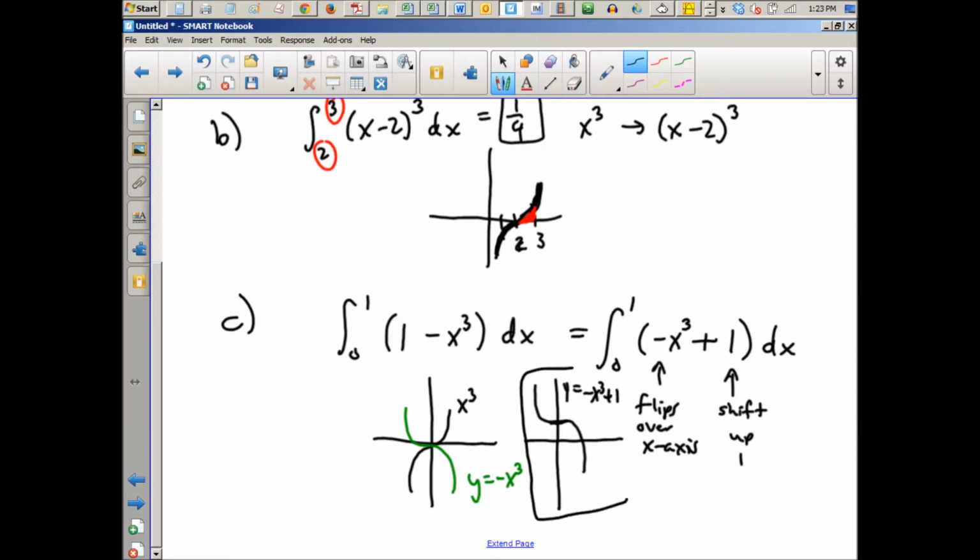We're looking at this graph that I just boxed. Okay, so what happened to my little red area? Well, my little red area was originally here when we started. And then when we flipped it over, ended up down here. See? And then when we slid this thing upward, it ended up right here.